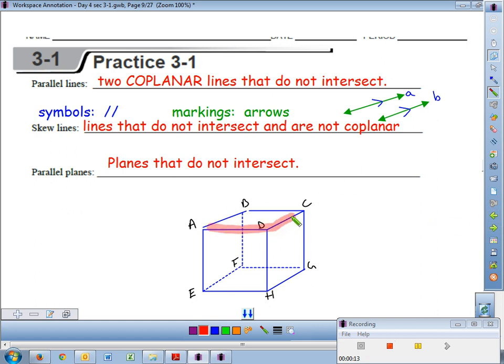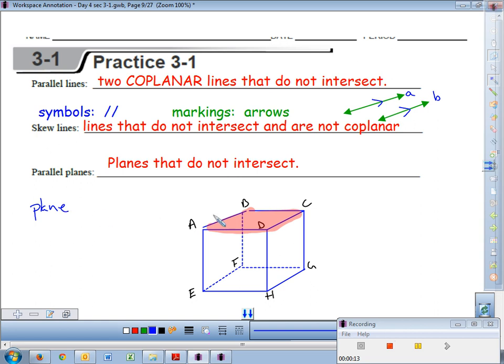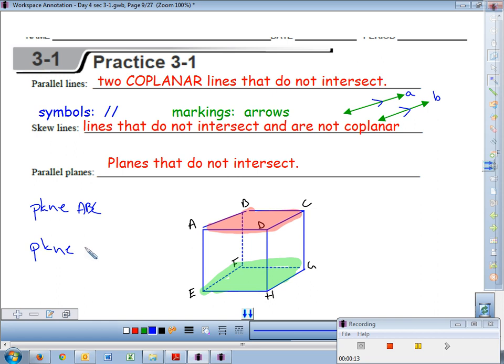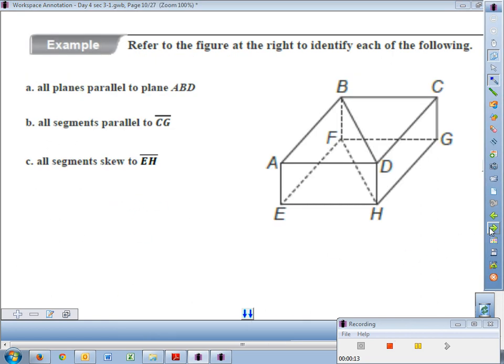So if I picked this plane up here, let's refresh our memory on how to name a plane. Yes, you do need the word plane. And then you pick any three non-collinear points in that plane. You have four to choose from, so we could call it plane ABC. And then the plane that's parallel to that, there's only one in this picture. That would be this plane down here. Those two definitely do not intersect. So that would be plane EFG or whatever. Any three of the letters that are in there, they just can't be on a straight line. They can't be collinear. So here are some practice problems.